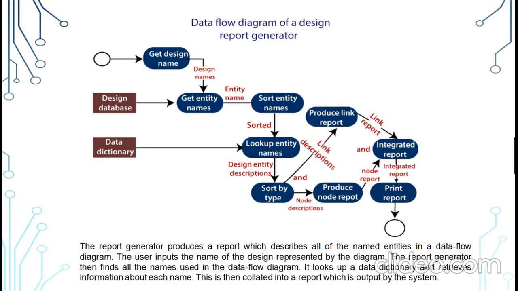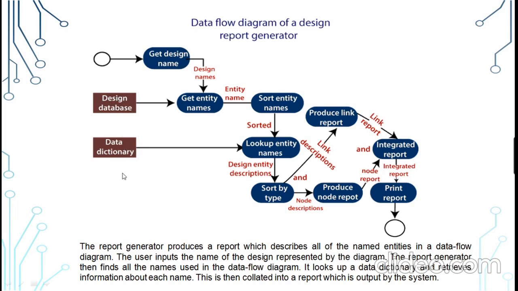So when you design a report generator, how does your data flow? As illustrated here, the circle is the input, so we are inputting the data here for generating the report. This particular rounded rectangle gets the design name, and then gets the design names and entity names. The entity names come from the design database. The rectangle is represented by the data stores.